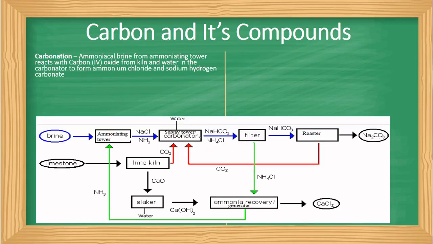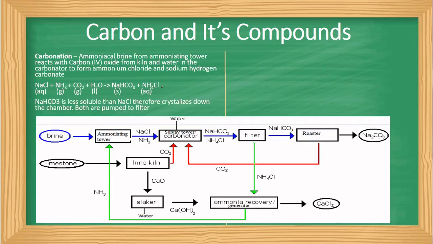So at this stage, there is formation of ammonium chloride and sodium hydrogen carbonate, and the equation is as presented here. Now the sodium hydrogen carbonate is less soluble than ammonium chloride. So it crystallizes down the chamber, while the ammonium chloride of course remains as a filtrate or as a solution.